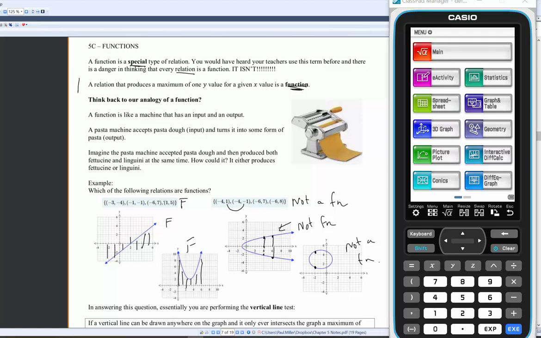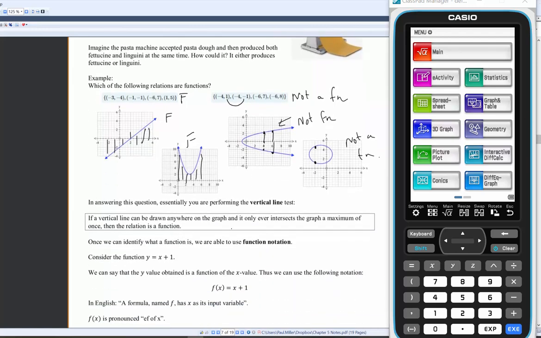Essentially, to diagnose whether a relation is a function, you perform what's called the vertical line test. What is it? It's very technical. I don't know whether you can get my sarcasm there. If a vertical line can be drawn anywhere on the graph and it only ever intersects the graph once, then the relation is a function. See how I draw a vertical line there? It intersects twice, so not a function. Draw a vertical line, draw a vertical line, draw a vertical line. I can only get a maximum of one intersection, therefore it's a function.